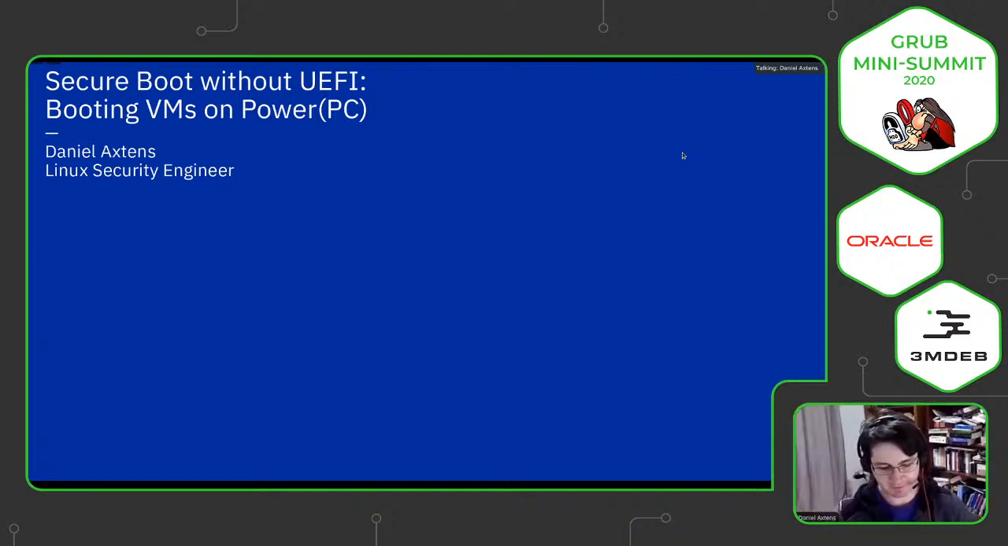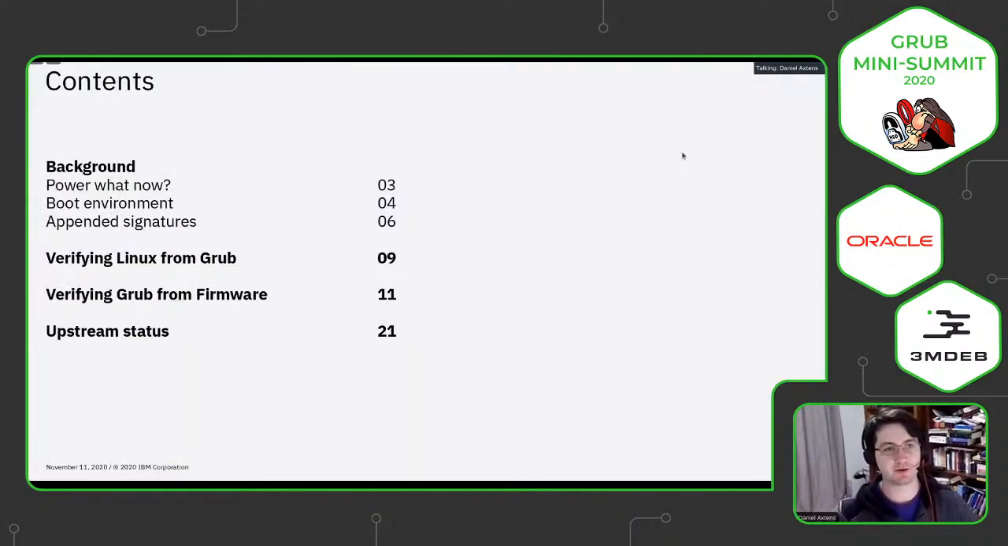Thank you. So yes, today I'm here to talk about how we're proposing to implement secure boot for virtual machines on IBM's Power systems. Just to set the stage for where we're going, I want to cover a little bit of background about Power systems and the boot environment, because it is quite different from UEFI and some other things. Talk a little bit about appended signatures, because we use those a lot. And then two of the very common links in a secure boot chain: how we verify Linux from Grub and how we'd verify Grub from firmware.